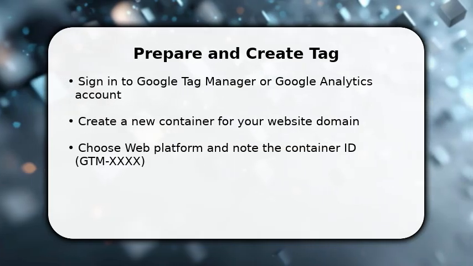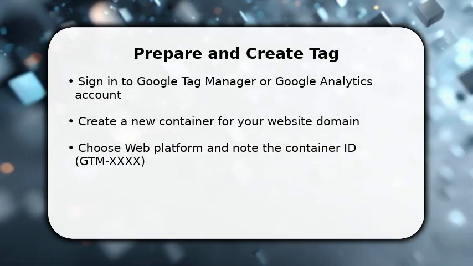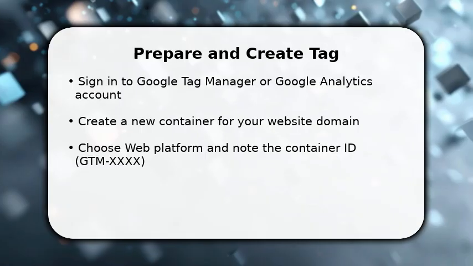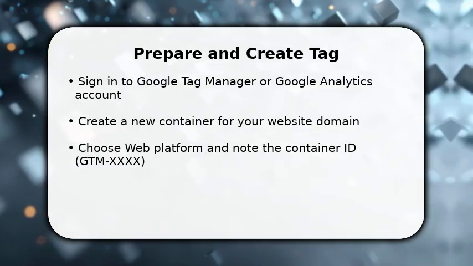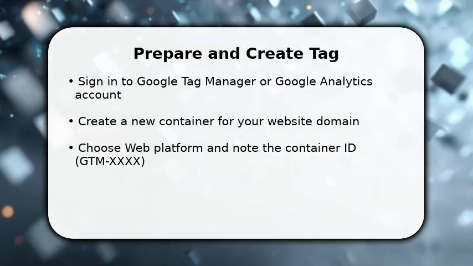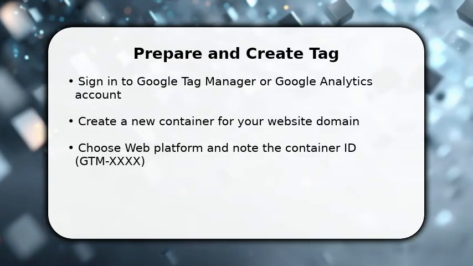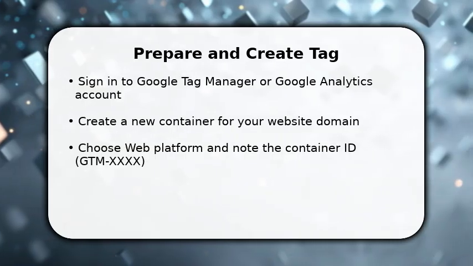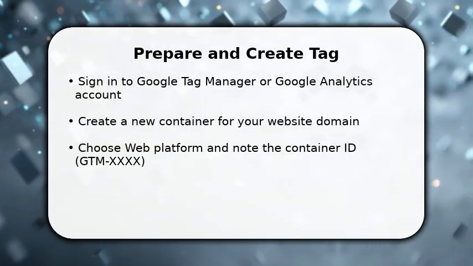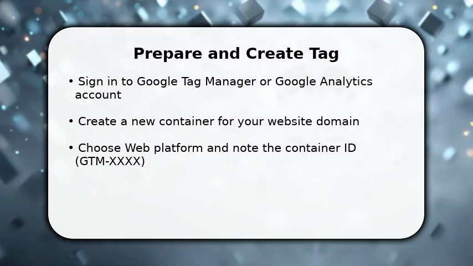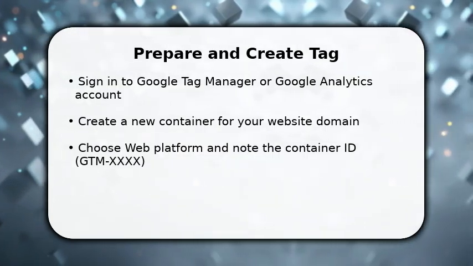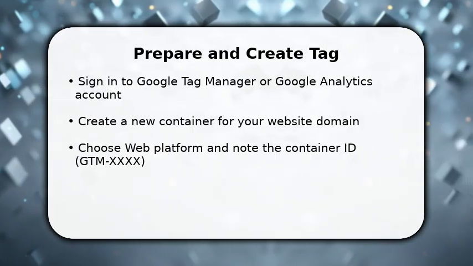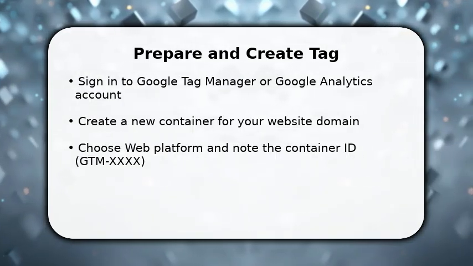Enjoy the video. You start by logging into Google Tag Manager or Analytics and creating the container for this site. This is essential because the container holds all tags and rules. Once done, choose the web platform and copy the container ID labeled GTM or G so you can paste it later. Make sure to set the correct domain and name the container clearly for future maintenance. This prevents confusion when you add triggers and tags in the next steps.